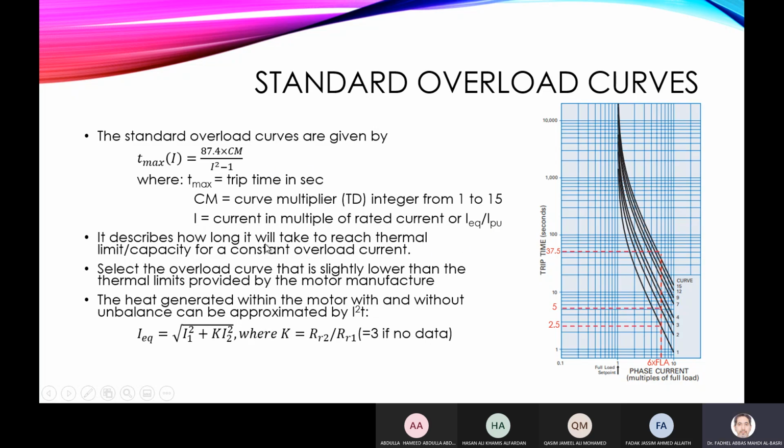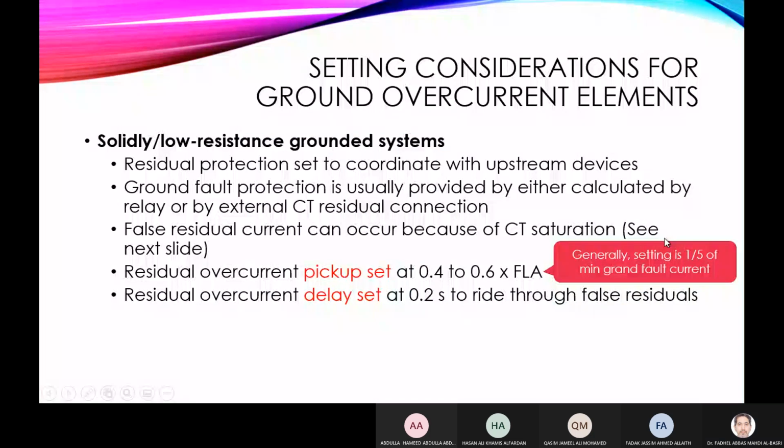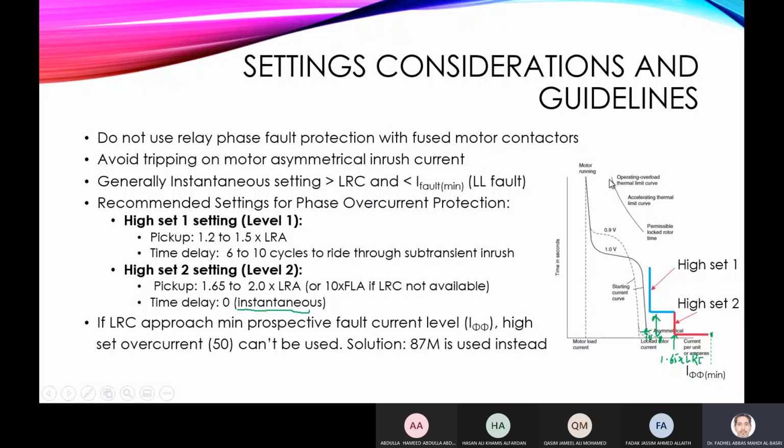So this describes how long the motor can handle the overload current before it gets tripped, before we reach the thermal limit of the motor. Which curve you choose depends on these characteristics. You bring the thermal overload curve close to this. Okay, you choose the curve that closely matches this one but is below it.